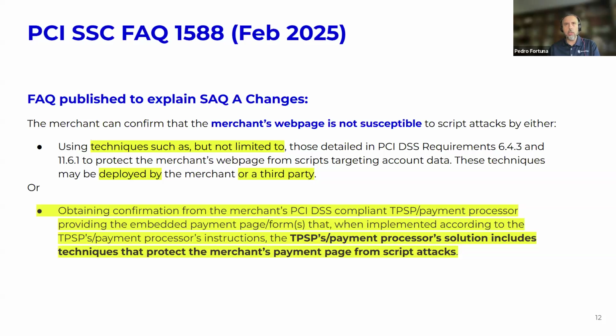The SAQ A new eligibility and FAQ 1588 clarify that merchants need to confirm that their web pages are not susceptible to script attacks. That confirmation could be obtained by implementing 6.4.3 and 11.6.1 or something equivalent, and it could be delivered by the merchant or by a third party, including their TPSP or payment processor solution. Luckily, we had such a solution.